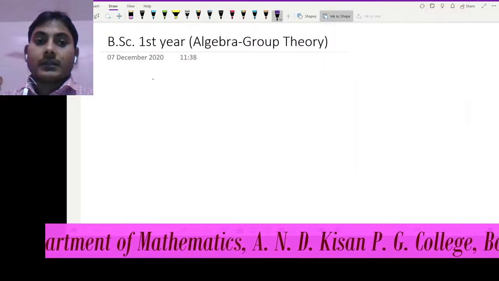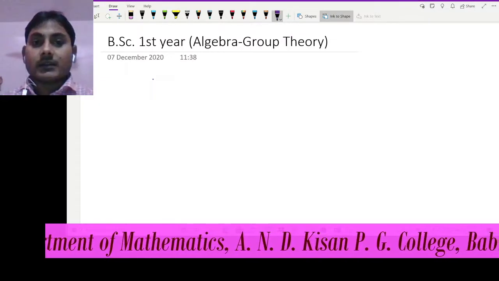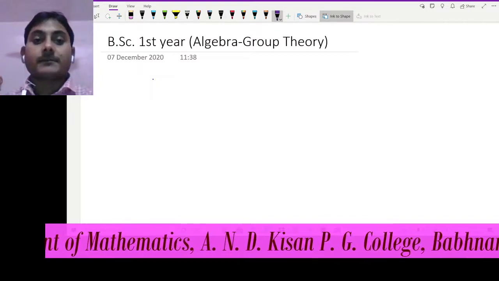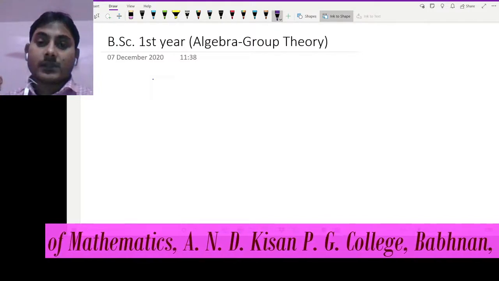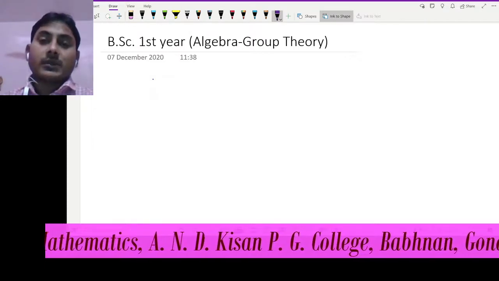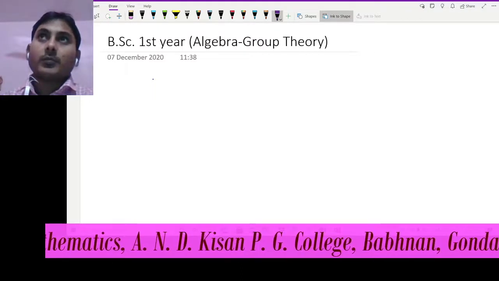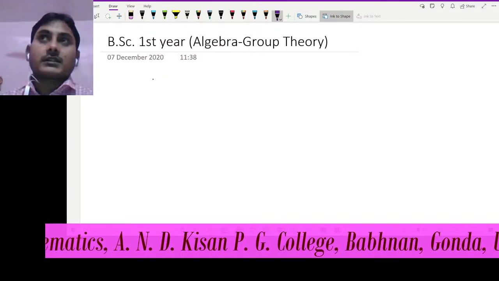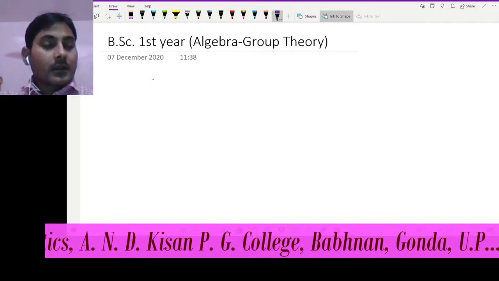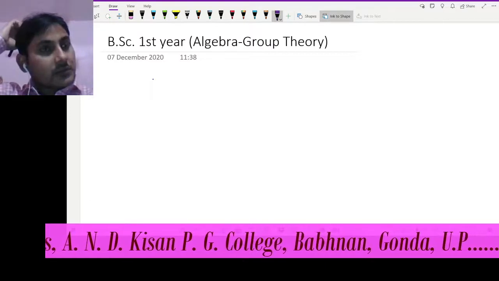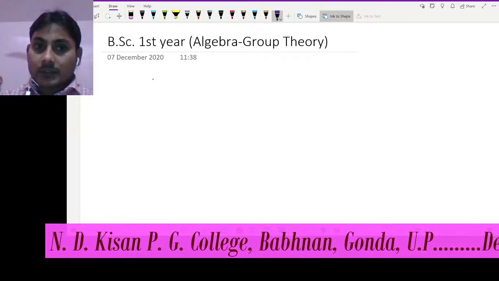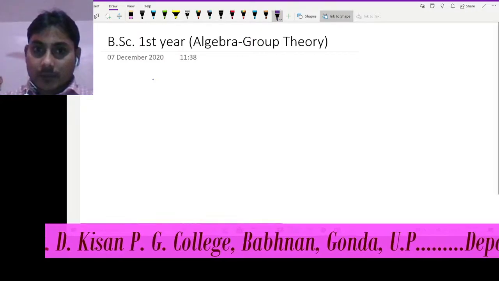Last time we were dealing with group theory as well as another theory. We defined what a group is, and we also talked about the number system. Today I'm going to deal with certain examples of groups. So I'm defining the group. What is a group?